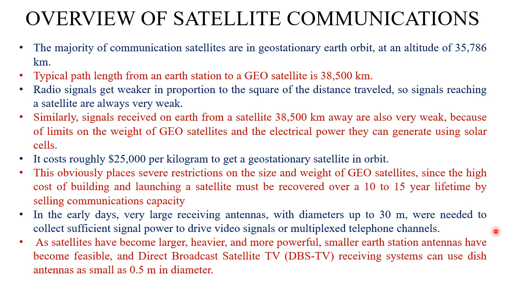As satellites have become larger, heavier, and more powerful, smaller earth station antennas have become feasible. And direct broadcast satellite TV, that is DBS TV receiving system, can use antennas as small as 0.5 meter in diameter.